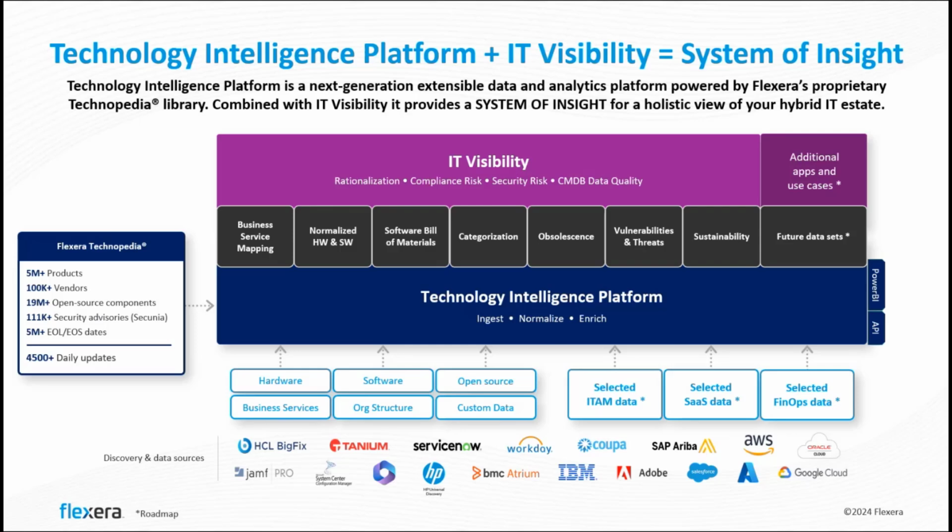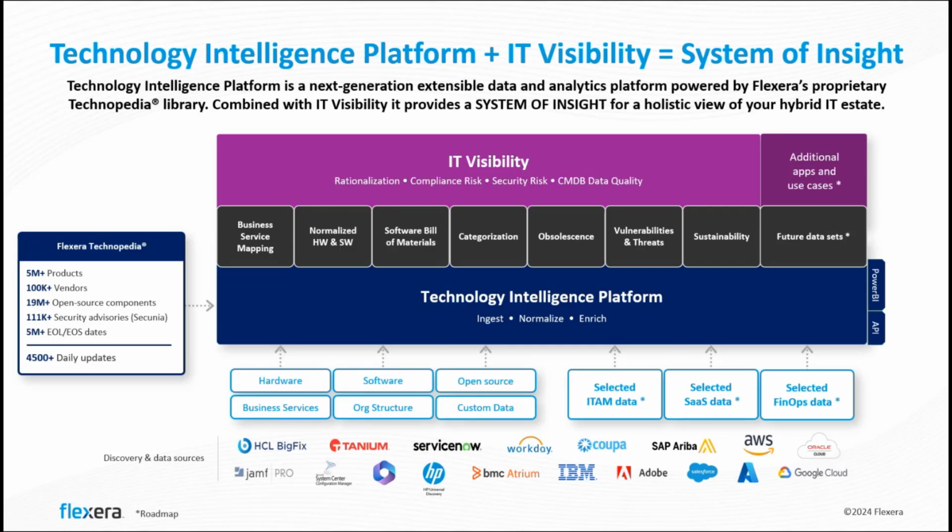visibility use cases facilitating business service mapping, normalized hardware and software, categorization of hardware and software, providing obsolescence and end-of-life type information based on the normalized hardware and software, outline potential vulnerabilities and threats associated with the software releases that we are seeing in the hybrid IT estate, and provide a sustainability set of data according to what the hardware manufacturers have released by now related to their carbon footprint. It will also, going forward, include software bill of materials as one of the new enrichment data sets that we're going to add into the platform coming shortly.